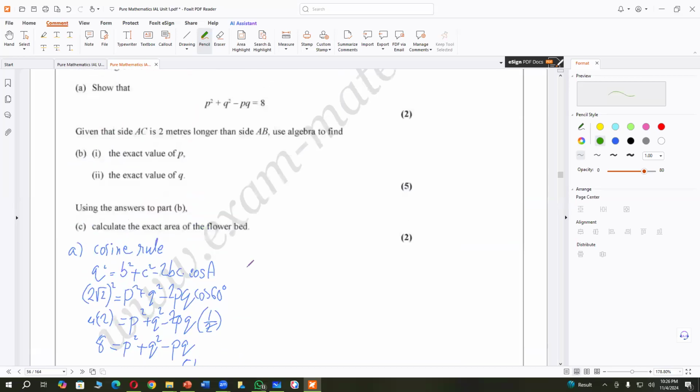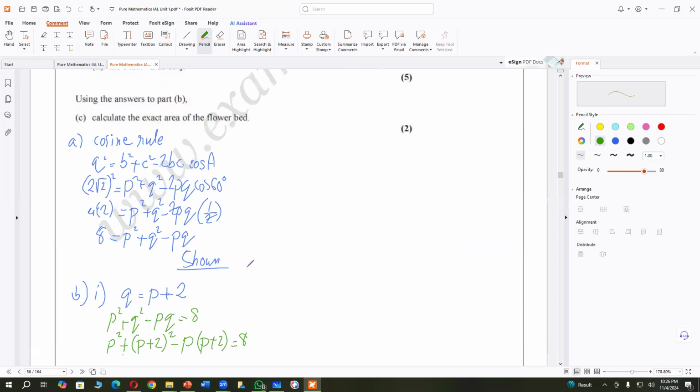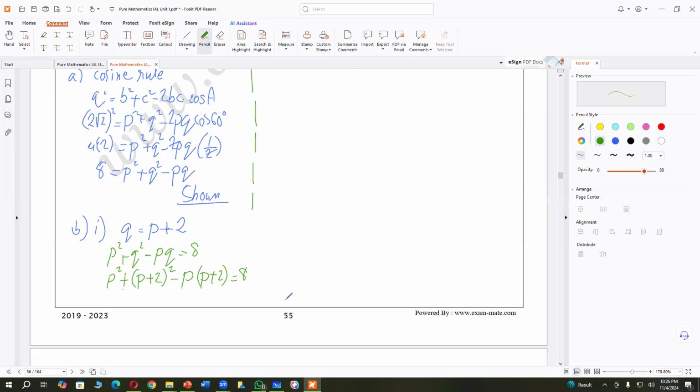He wants exact value, so we have to avoid any decimal. Now, what should I do after that? You should expand.